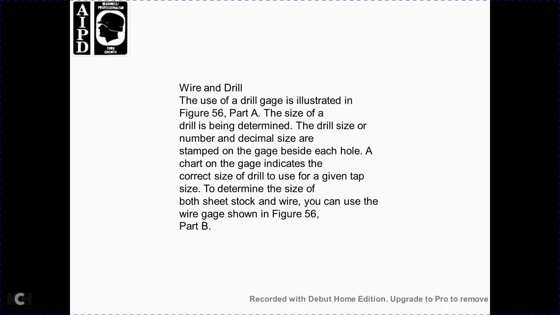The drill gauge is illustrated in Figure 56 part A. The size of the drill is determined by the number or decimal size stamped on the gauge. Beside each hole, the chart of the gauge indicates the correct size of the drill.